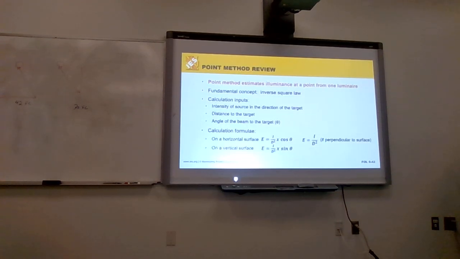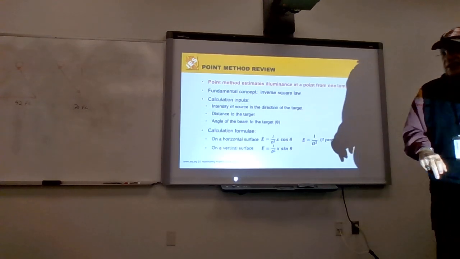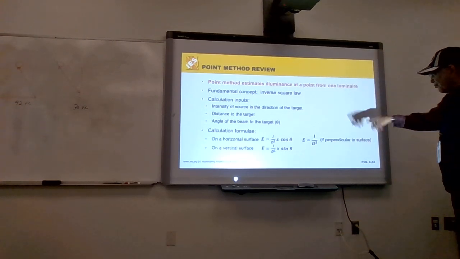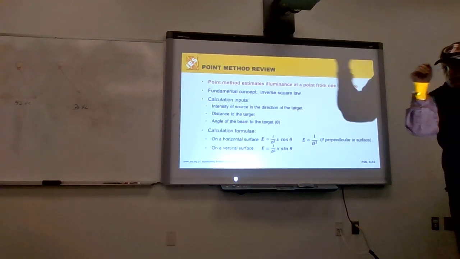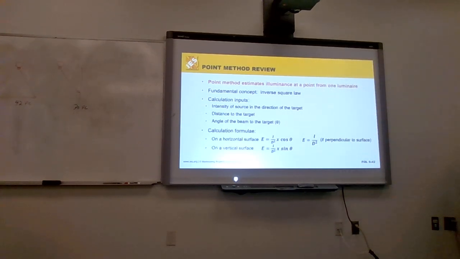So, here's the review. The point method estimates the illuminance at a point from one luminaire. The fundamental concept is the inverse square law, which I just demonstrated to you. Okay? Calculation inputs: you need the intensity of the source in the direction of the target, you need the distance to the target, and you need the angle of the beam to the target, and that is represented as theta. Okay? And these are the 3 primary formulas that you will need to do these calculations. You now have a permanent record, both electronically, which I sent to you, and now you have a filled out version of that.